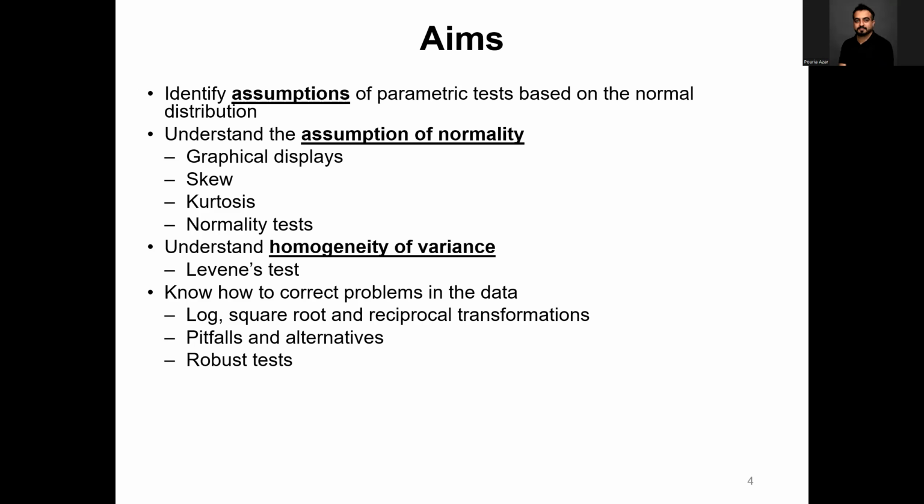We also have to understand the homogeneity of variance by using Levene's test. And if any of these assumptions are violated, there are some different methods to correct the data, like using some transformations, mathematical transformations, or doing some robust tests and some advanced statistical methods.